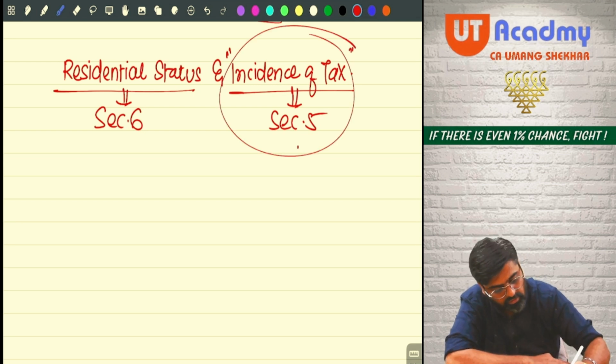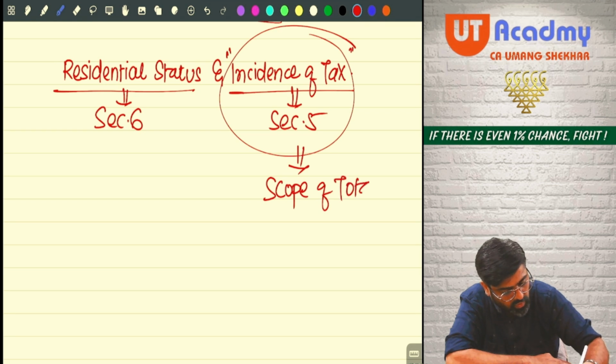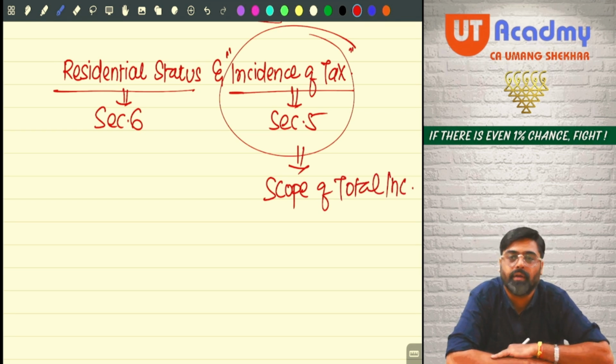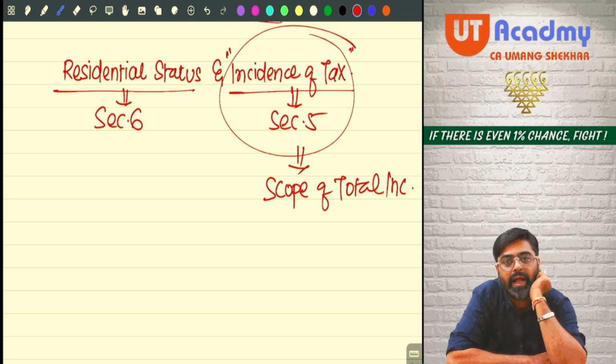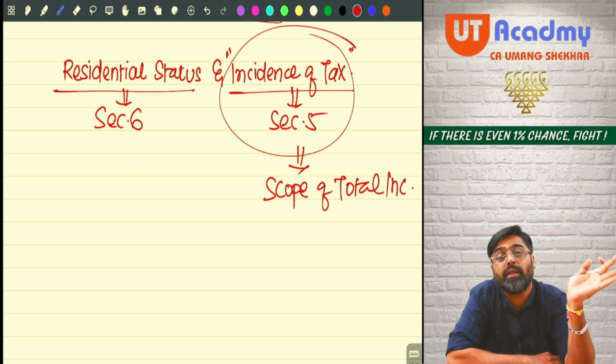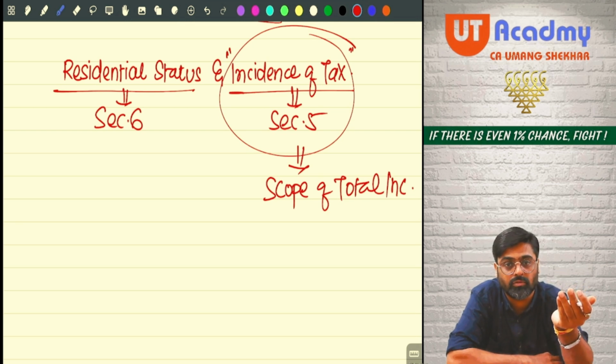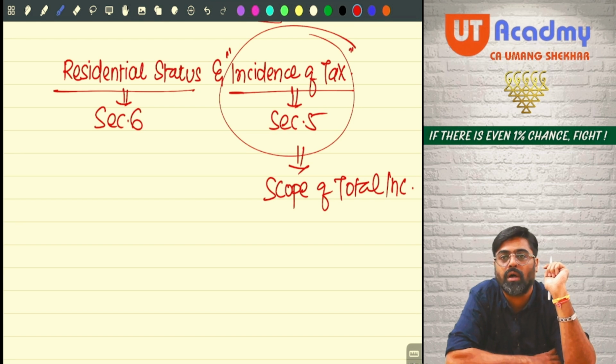Incidence of tax means scope of total income, meaning which incomes will be covered in your scope on which you are liable to pay tax, and which incomes are not going to be covered in your scope, meaning on those incomes you are not liable to pay tax. No need to include those incomes in the computation of your total income. Getting my point, everyone? So pay attention now. First we'll discuss section 5. What is section 5?